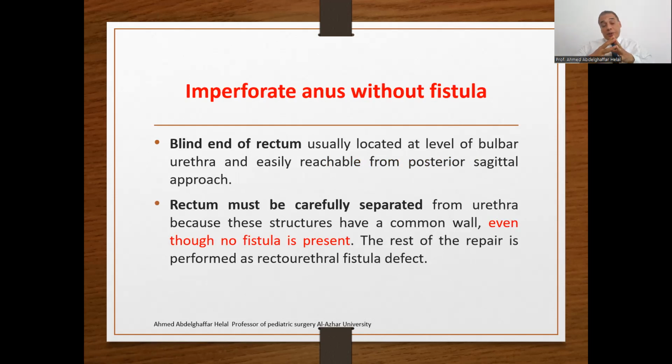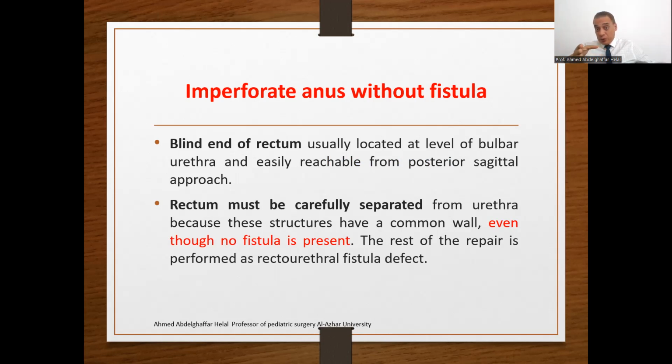Regarding the imperforate anus with fistula, we speak about the rectobulbar fistula, the rectoprostatic and rectobladder neck. In the rectobulbar, we perform primary posterior sagittal repair, and we speak about some principles, not all details, as the operations need a separate session to be discussed. Also regarding the rectobladder neck fistula and the high and the low rectoprostatic fistula.